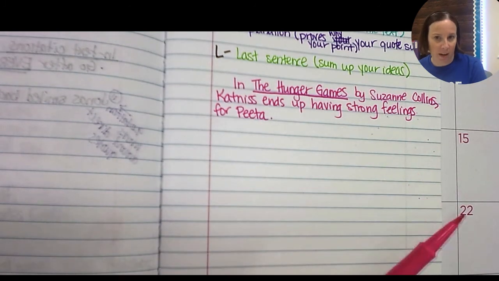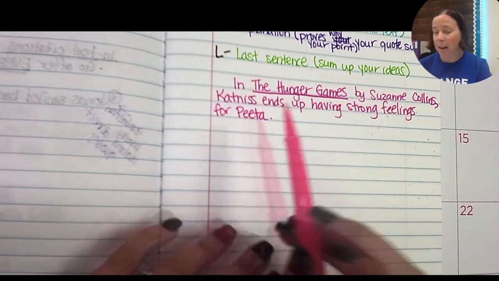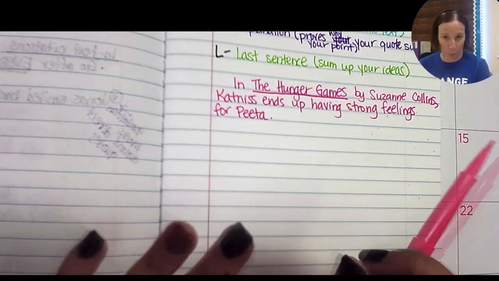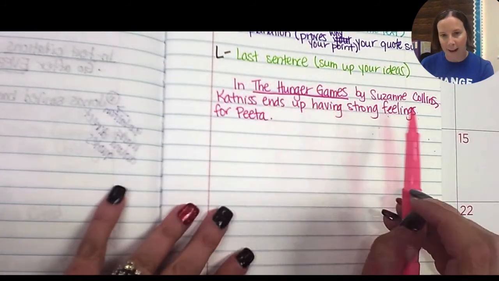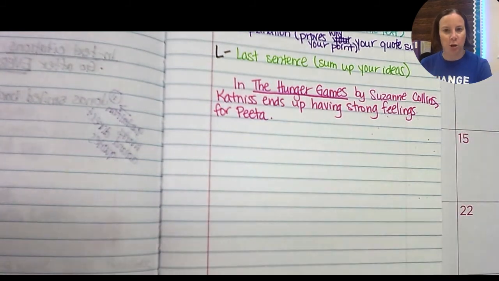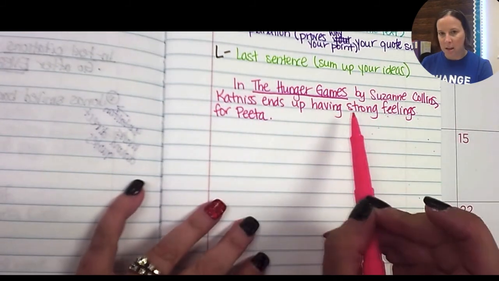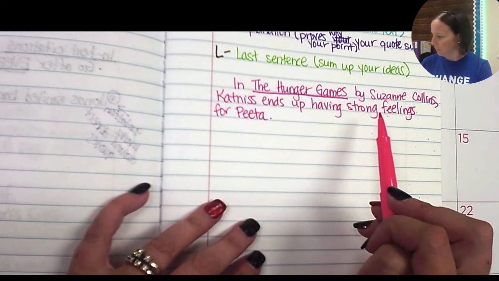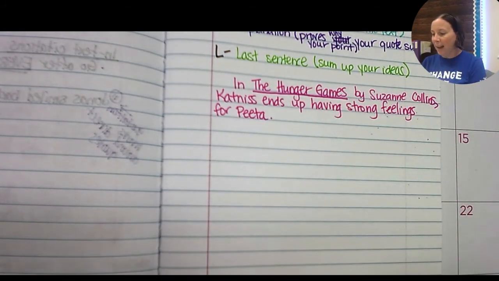I'm somewhat vague, okay? Honestly, I don't think you can say anything other than having strong feelings for Peeta. I don't think you could prove anything else, okay? But I can prove this. So make sure that before you do this, you have evidence that's going to be able to support the idea of having strong feelings, okay? So then after that, I'm going to go into my evidence.